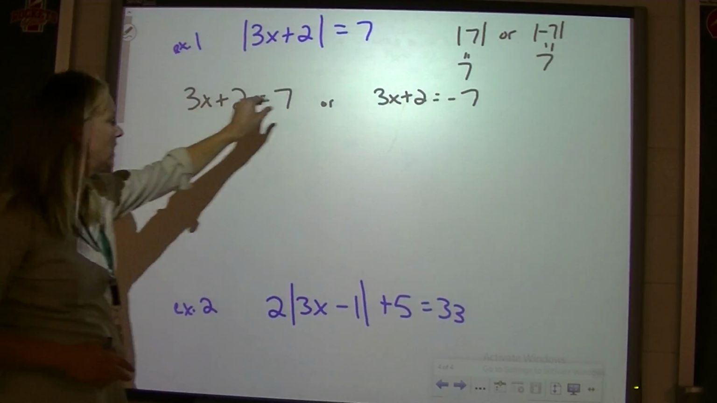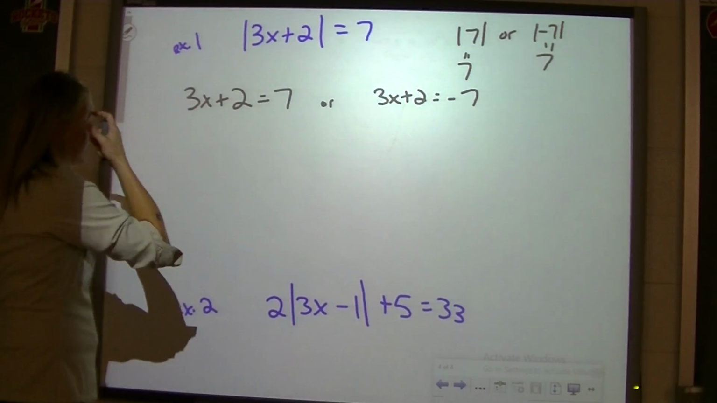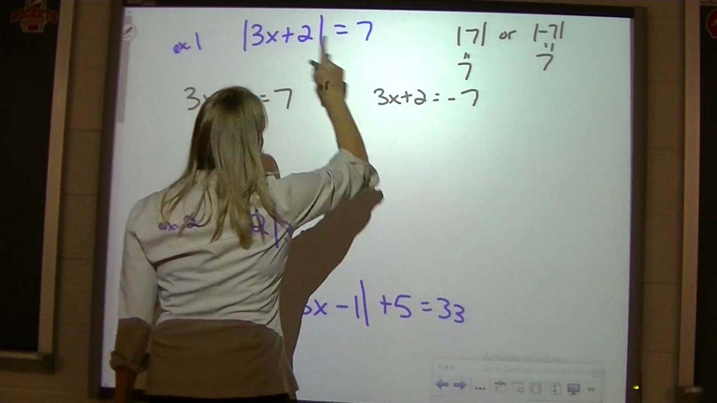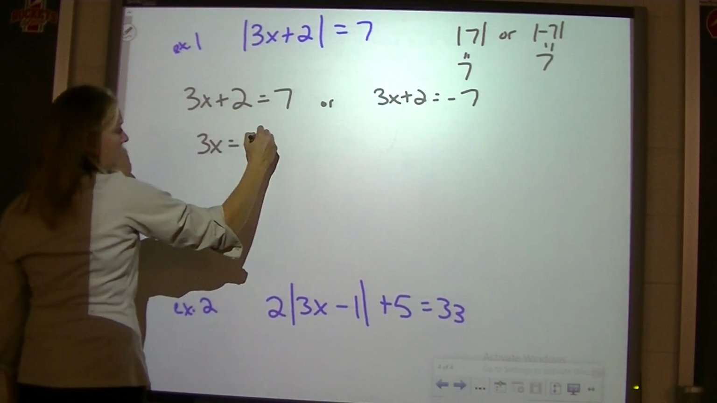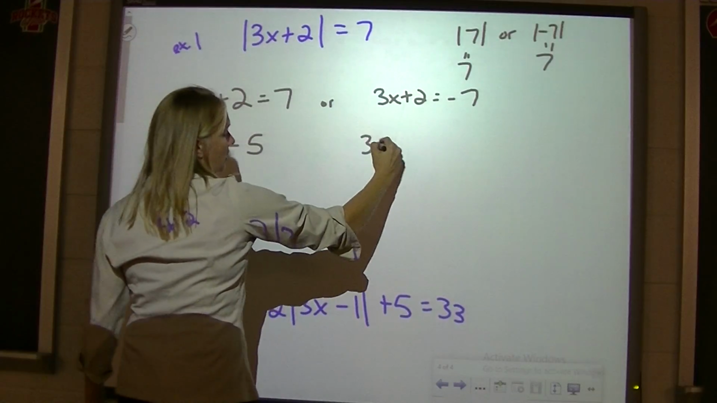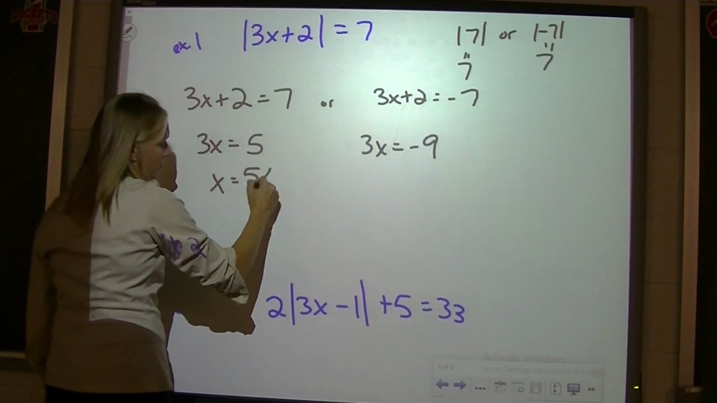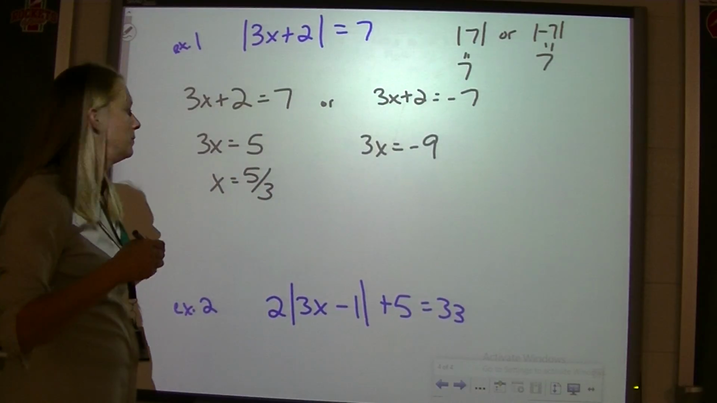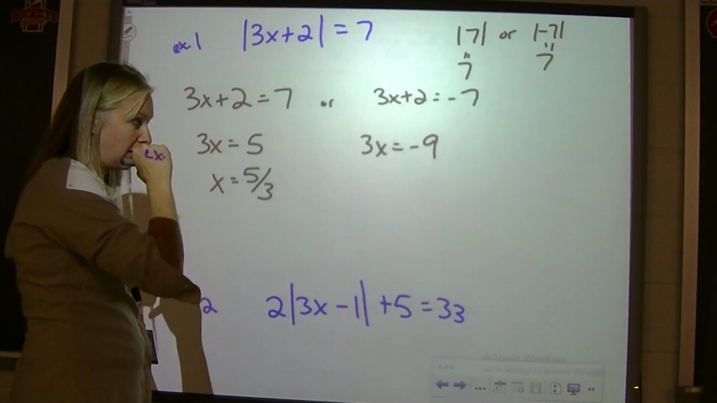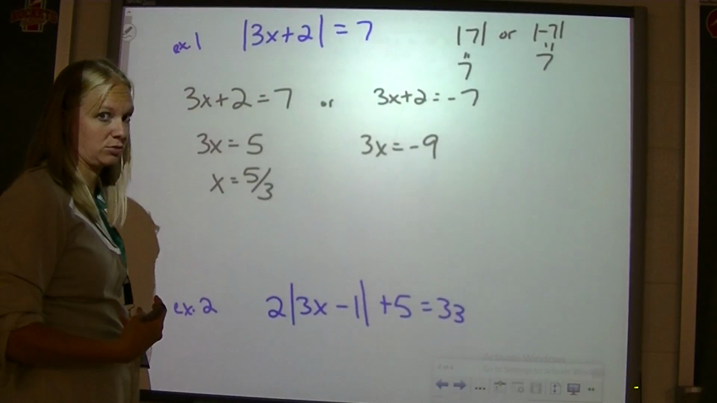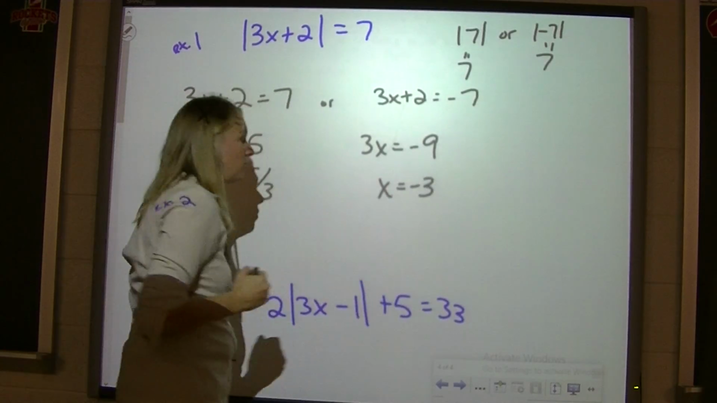So we have to solve for x in each of these equations, because there are two possible values for x: the value of x that makes this 7 and the value of x that makes that -7. You know how to solve equations here. So we're going to have 3x equals 5 and then 3x equals -9. So x is 5/3. If I did 5 divided by 3 I would get 1 2/3 or 1.6 repeating. Like I told you before, with repeating decimals, I don't like us to round them, so keep it as a fraction. And then this would be x equals -3.